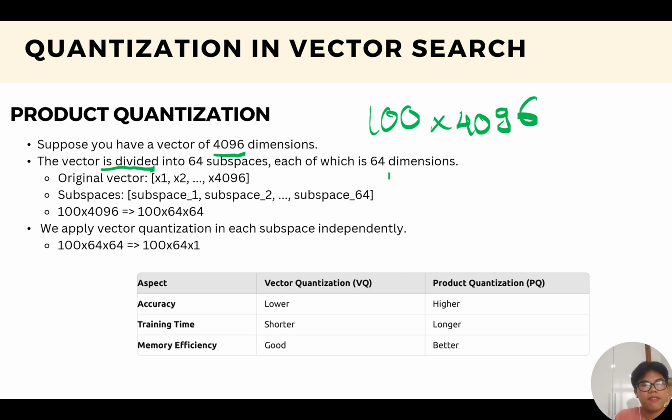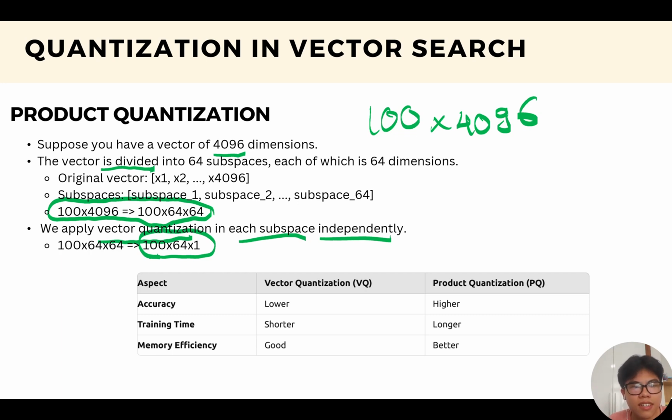So we want to have this output after we split it. Then we apply vector quantization in each subspace independently, so we will have this dimension after all.